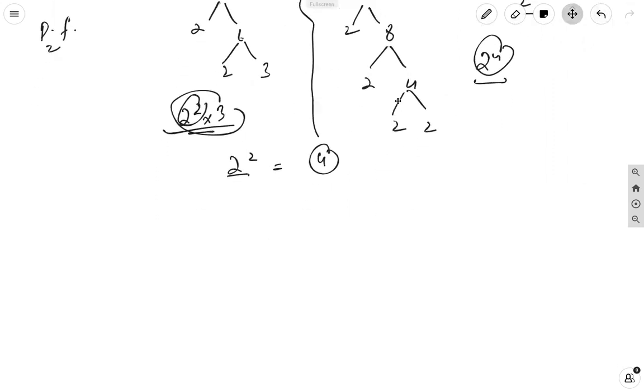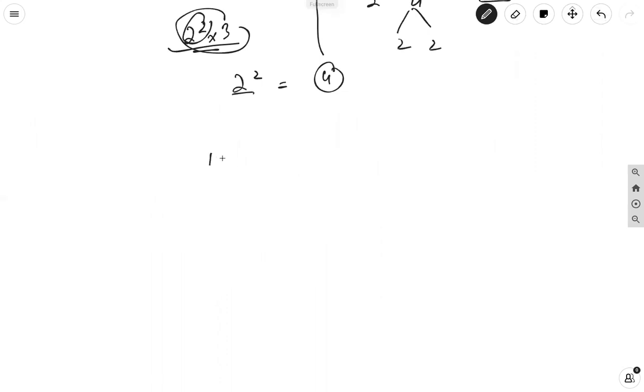Take any other example. One is 18 and one is 24. If you prime factorize this, this will be 3 square into 2, and this will be 2 cube into 3. So what is the lowest power of 3 in both? Which is 1. And what is the lowest power of 2 in both? This is 1, right? So the HCF of this is 6.